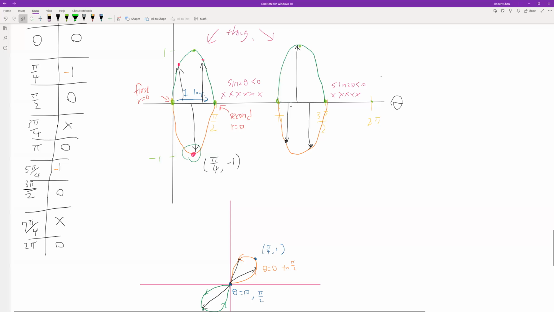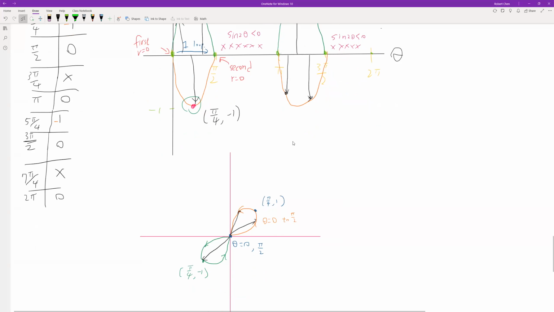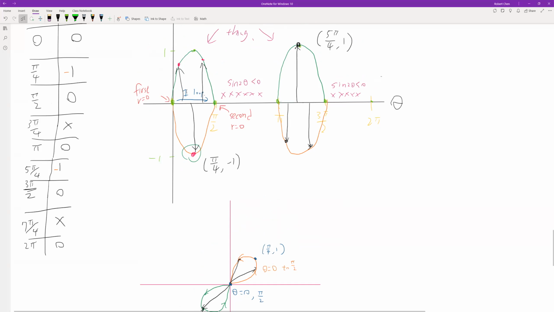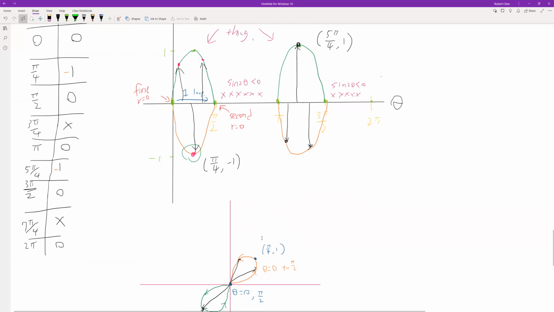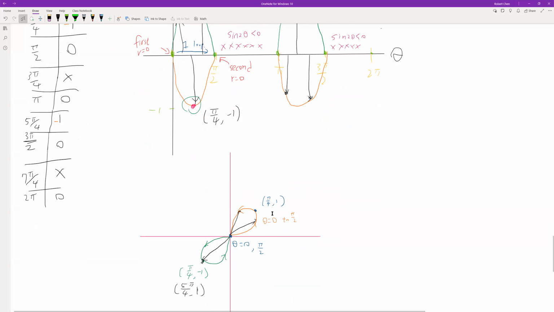For example, if we look at this point right here, this is 5 pi over 4 and 1, which will give you this point as well, right? This is 5 pi over 4 and 1, so same point as pi over 4 and -1. So it doesn't matter if you look at the positive one or the negative one, positive radical sine 2 theta or negative radical sine 2 theta. You actually get the same graph over and over again.